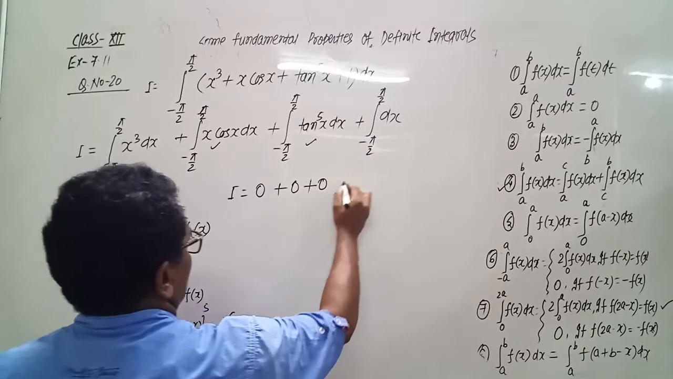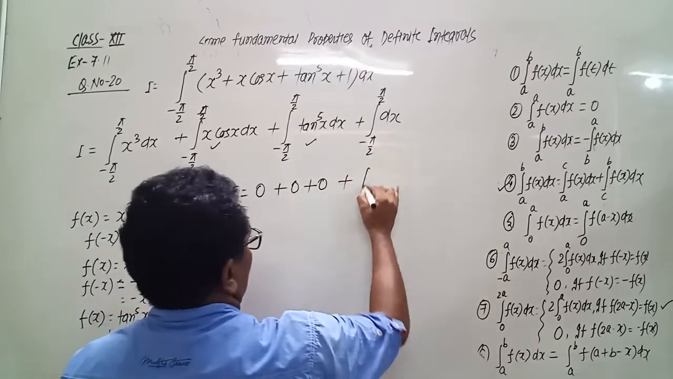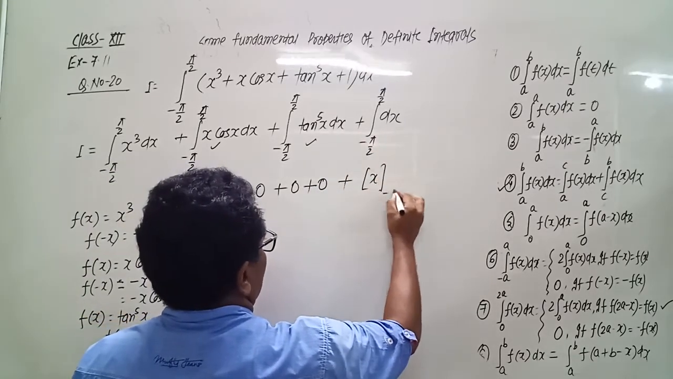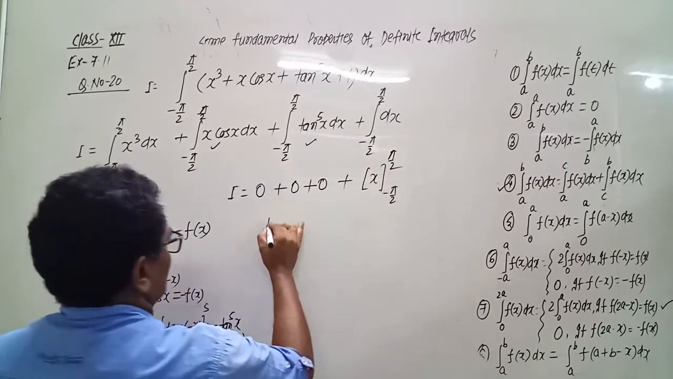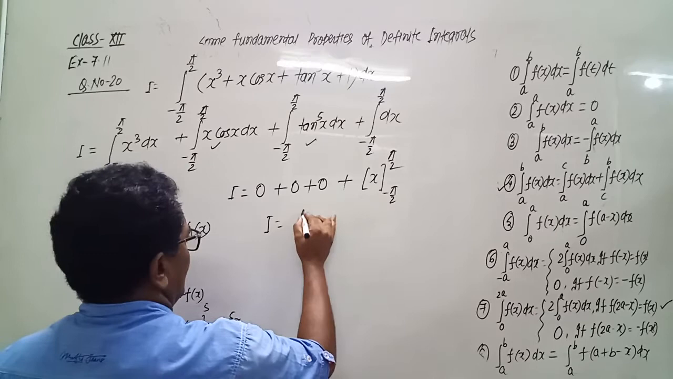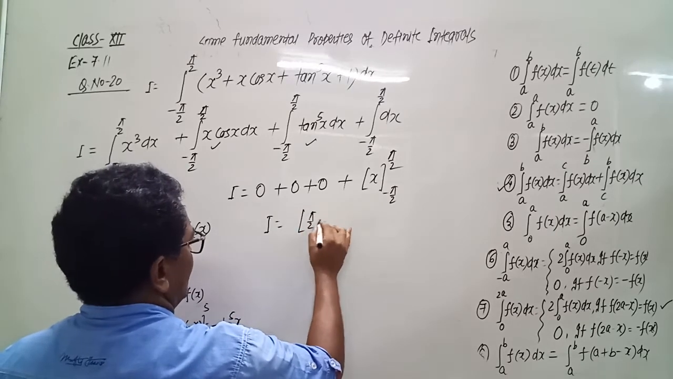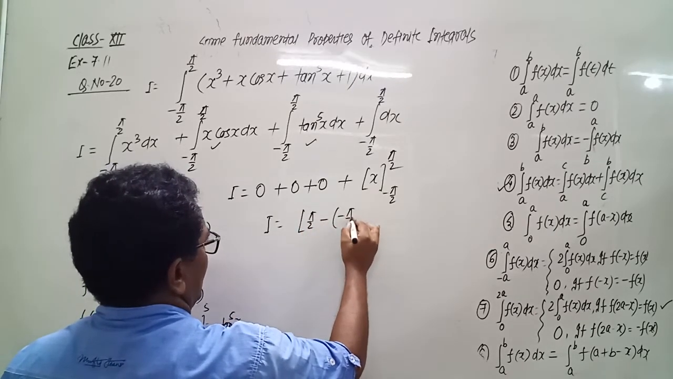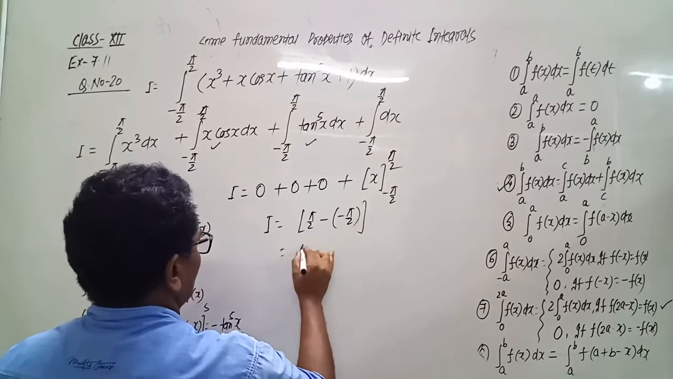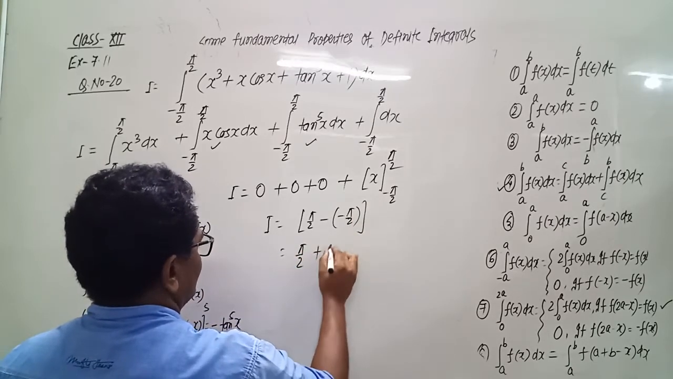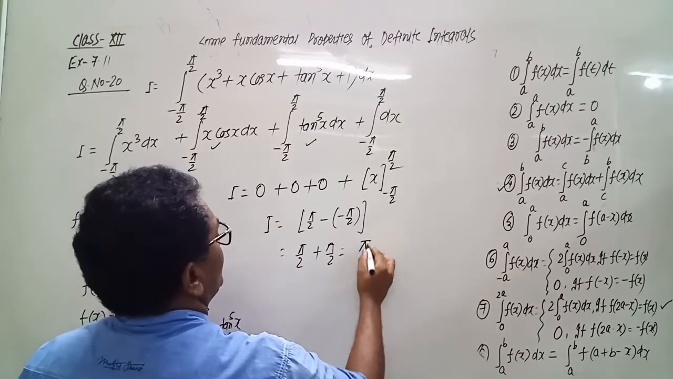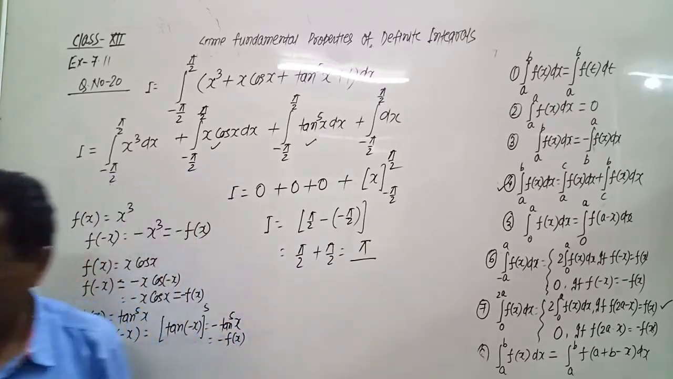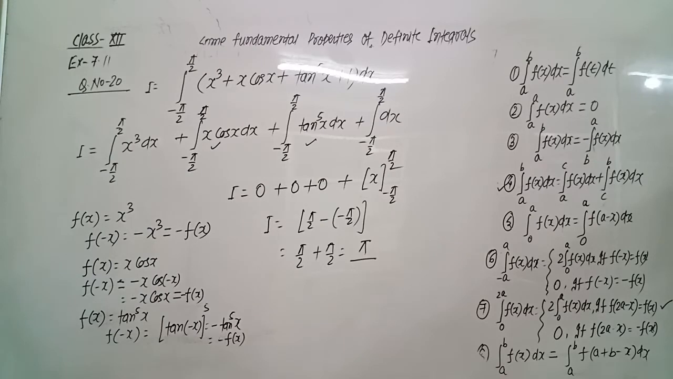So the integral of dx is x, from minus pi by 2 to plus pi by 2. So I equals, putting in the limits, pi by 2 minus of minus pi by 2, so pi by 2 plus pi by 2, which is 2 pi by 2, that is pi. So the correct option is C.